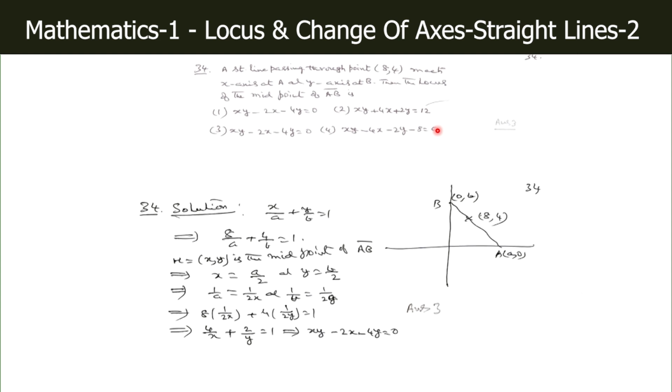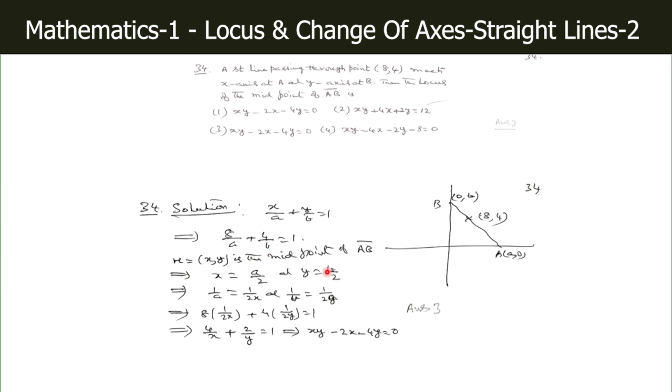Now, as usual, you take the line equation AB as x by a plus y by b equals 1. See the figure. Since it passes through the point (8, 4), 8 by a plus 4 by b equals 1. Suppose M(x, y) is the midpoint of AB, then x equals a by 2 and y equals b by 2.